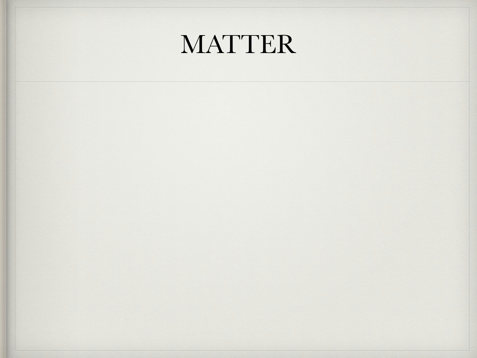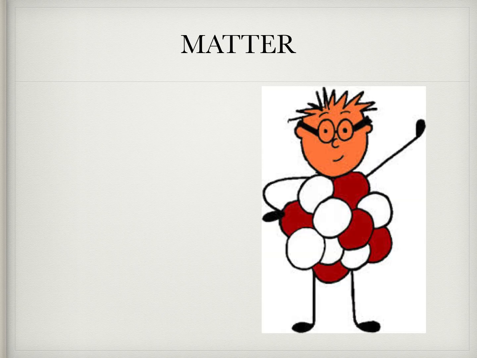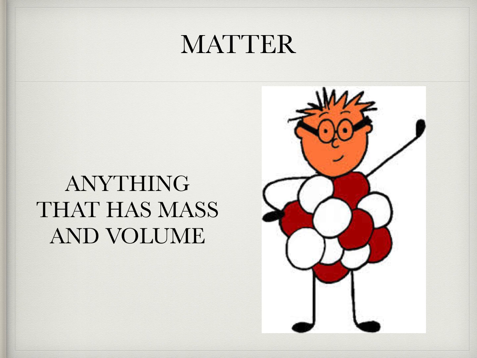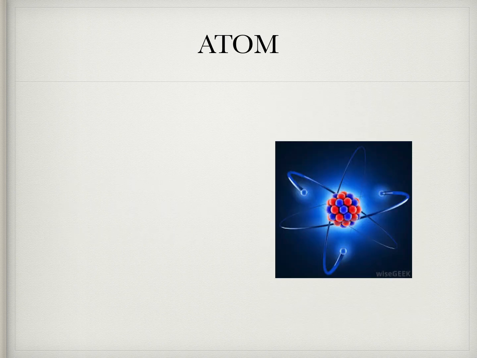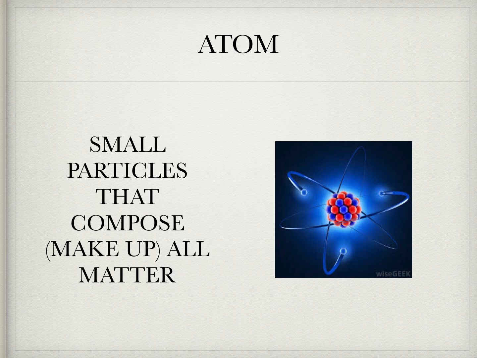First one is matter. Obviously, if it's a matter unit, let's start with the word matter. And by definition, it's anything that has mass and volume. So if it has mass and volume, it is matter. The next is atom. I have a picture of an atom here. It's obviously not a real picture. Atoms are completely super small. You wouldn't get a picture like that of them. And they are small particles that compose, and the word compose means make up, so I put that in parentheses, all matter. So all matter in the world is made up of atoms.